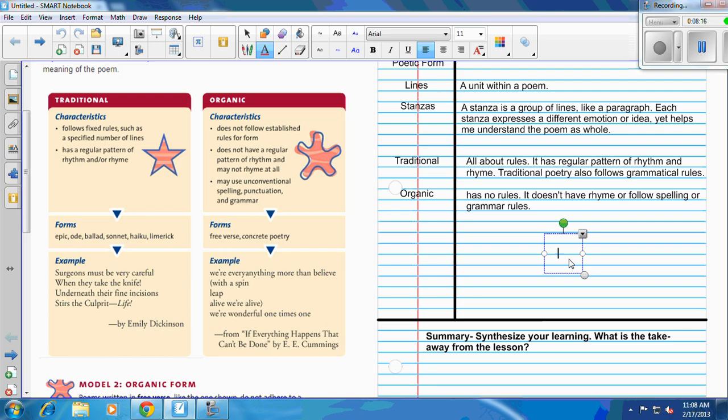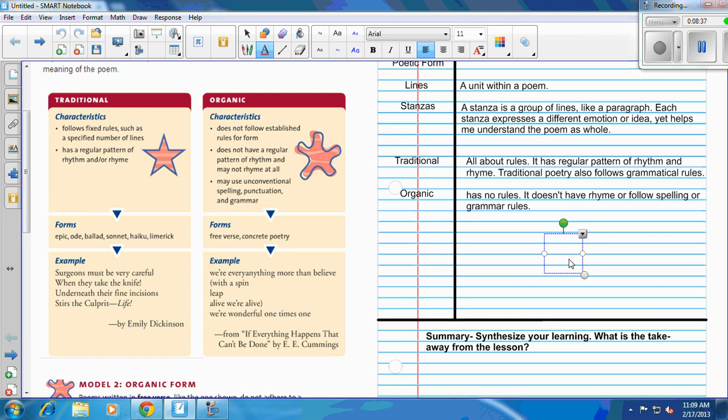Wherever anything, so even the words are shoved together. Wherever anything more than believe, with a spin, leap, alive, we're alive. We're wonderful 1 times 1. From If Everything Happens That Can't Be Done by E.E. Cummings.